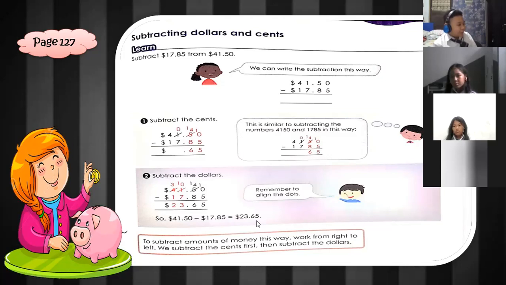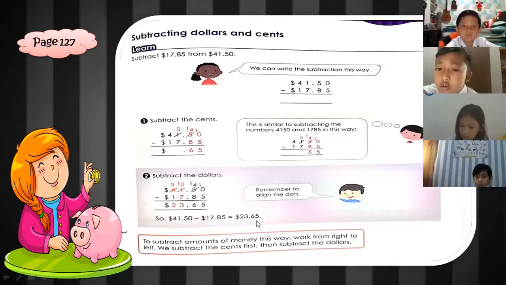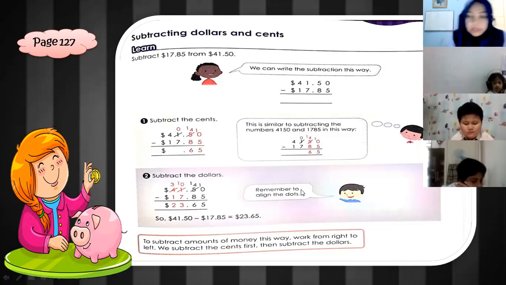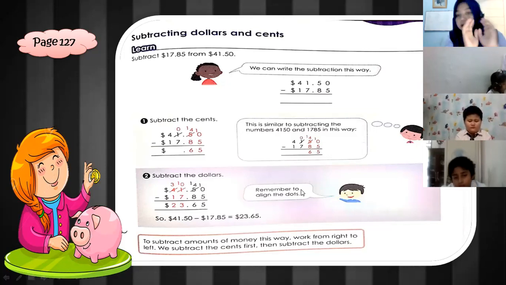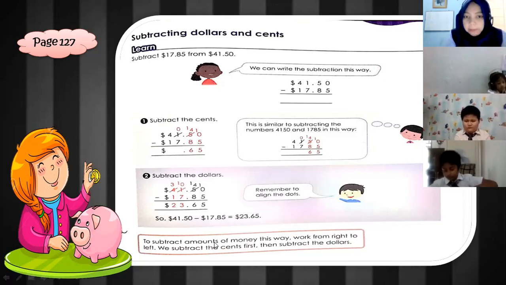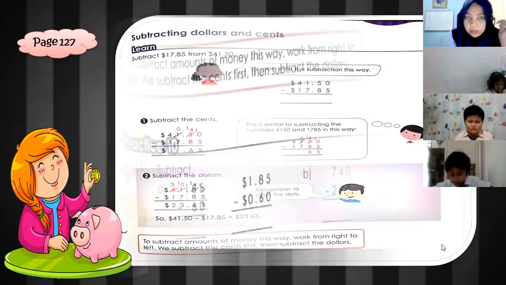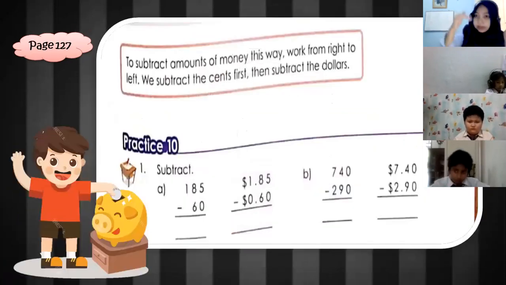How about the others? Still confused? Hopefully not, because I think this is the easier way compared to before. To subtract amounts of money this way, work from right to left. We subtract the cents first, then the dollars. Now you can do the practice below the explanation.